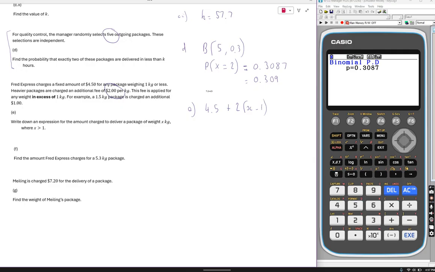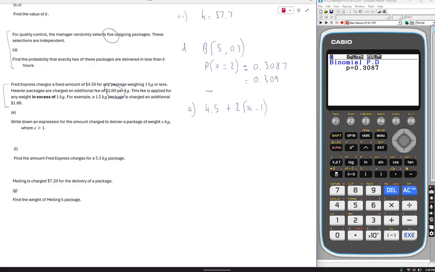We could quickly check. If I have a 1 kilogram package, then X would be 1. 1 minus 1 is 0. 2 times 0 is 0. So for a 1 kilo package, I don't have to pay any extra, which fits with what the worded scenario is over here. For a 2 kilogram package, X would be 2. So 2 minus 1 is 1. 1 times 2 is 2. 2 plus $4.50 is $6.50. So we would have to pay extra.